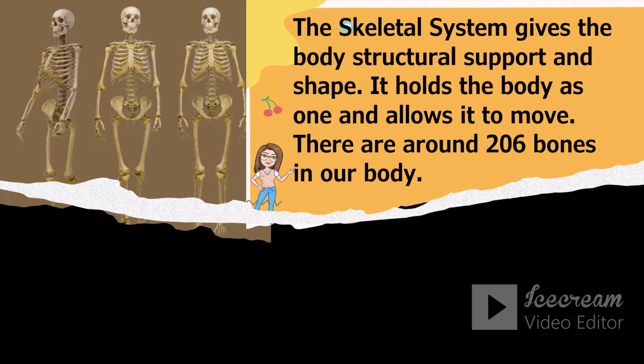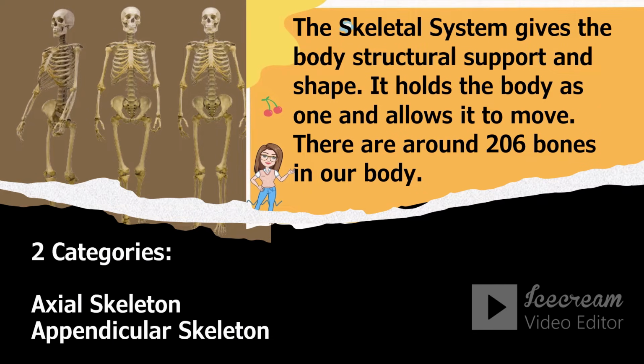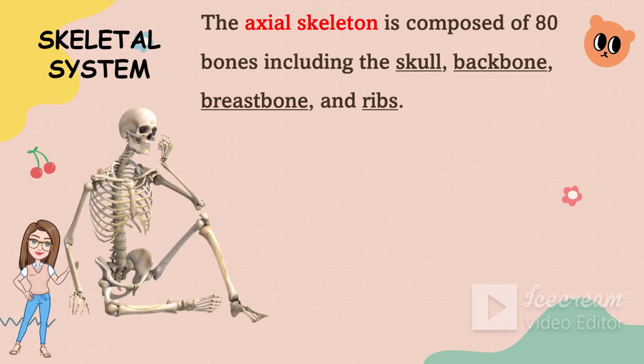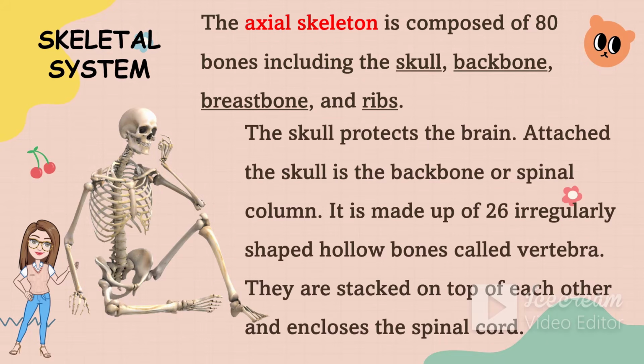The bones are divided into two categories. The axial skeleton, which protects the delicate organs in the body, and the appendicular skeleton, which provides support and aids in movement. The axial skeleton is composed of 80 bones including the skull, backbone, breastbone, and ribs. The skull protects the brain.